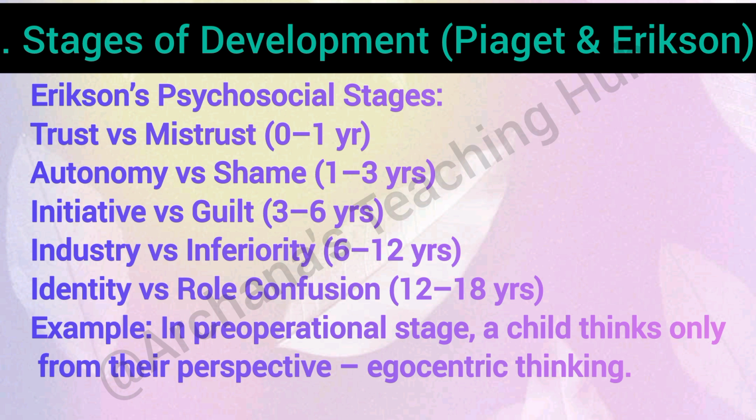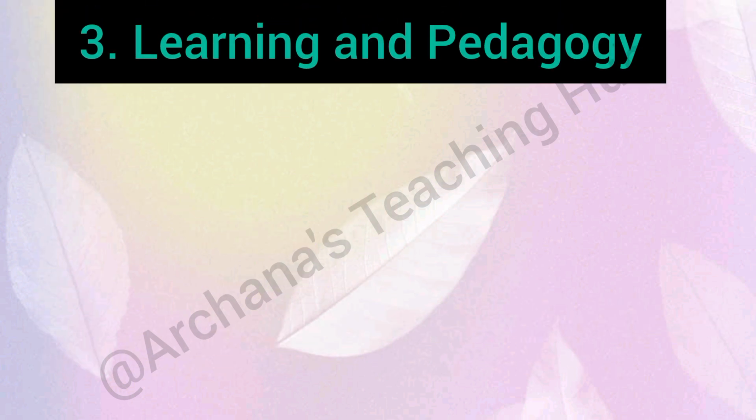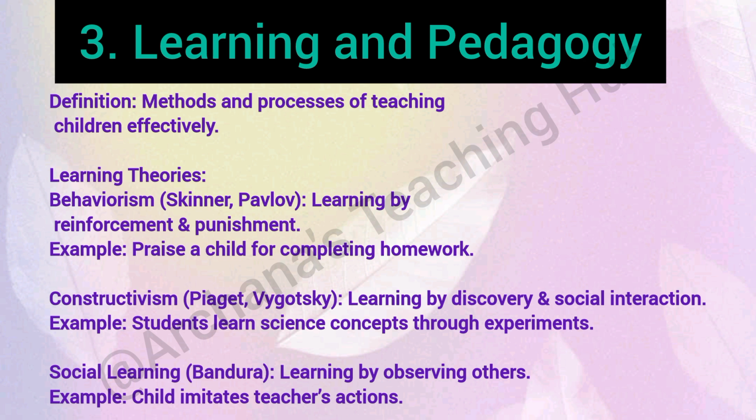For example, in the pre-operational stage, a child thinks only from their own perspective, egocentric thinking. 3. Learning and pedagogy. Methods and process of teaching children effectively. Learning theories, behaviorism, Skinner and Pavlov. Learning by reinforcement and punishment. For example, praise a child for completing homework.